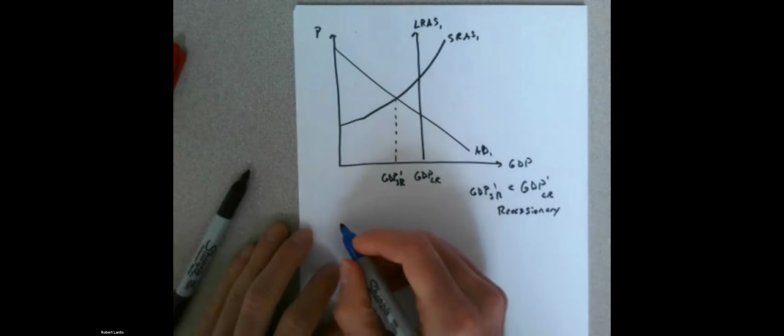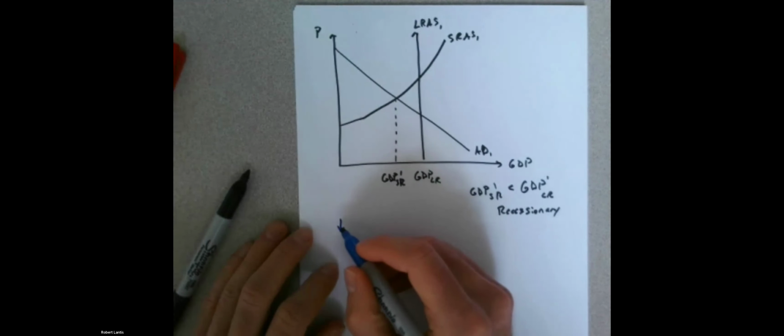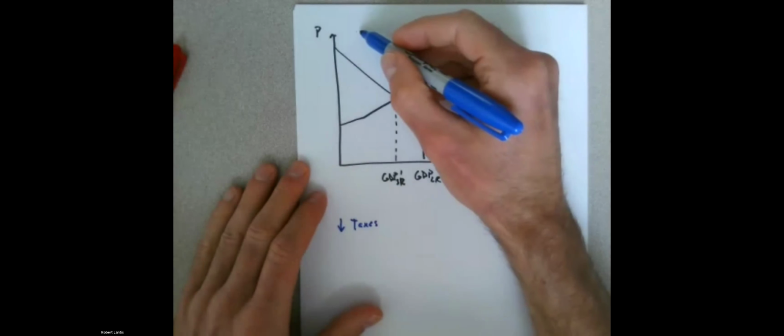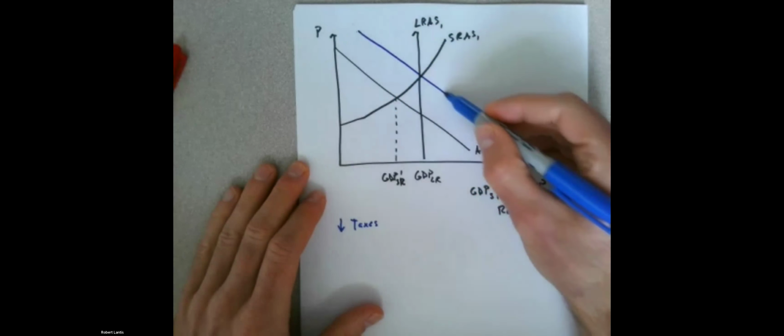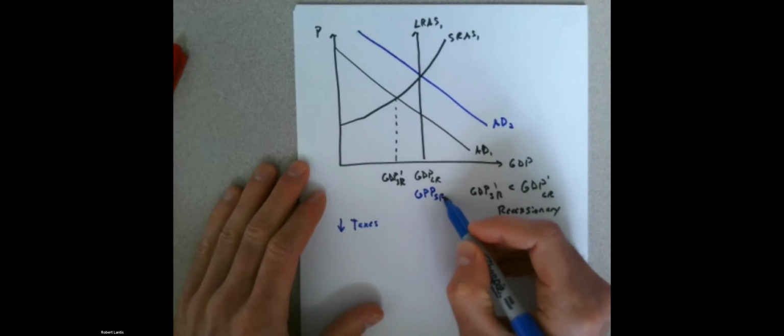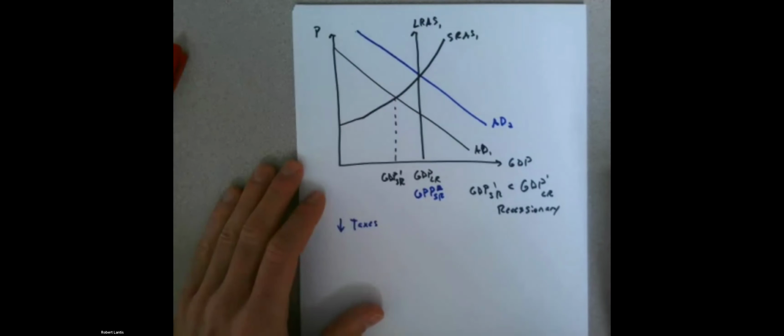What can we do to close that gap? Well, let's say we decrease taxes. If we decrease taxes, that's going to cause our aggregate demand curve to shift up. If we get the amount correct, we now force our GDP in the short run to match up with long-run GDP, and we've closed that gap.